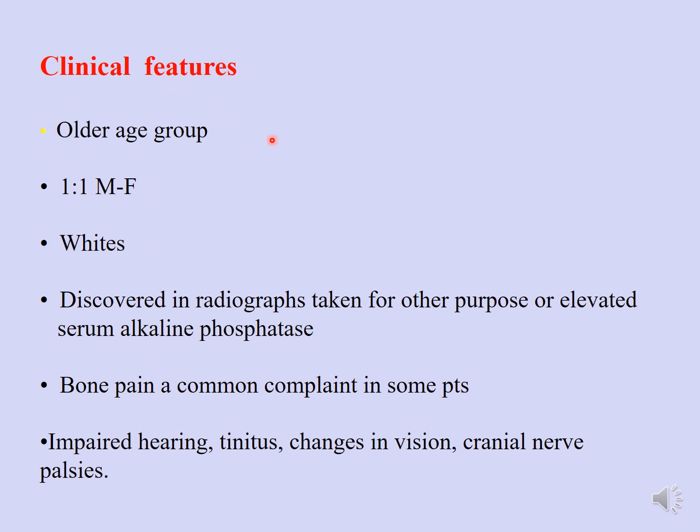Clinical features: common in the older age group, male to female ratio is 1:1. More common in whites, because it has been majorly described in the Caucasian population. It's discovered in radiographs taken for other purposes, or during routine blood examination, as increased serum alkaline phosphatase levels are noted. Patients usually complain of bone pain, all right? Impaired hearing, tinnitus, change in vision, and cranial nerve palsies are common. These symptoms and clinical features directly correlate to the pathology of this lesion, where there is resorption of bone, then again formation of bone, and this whole process takes place in phases.